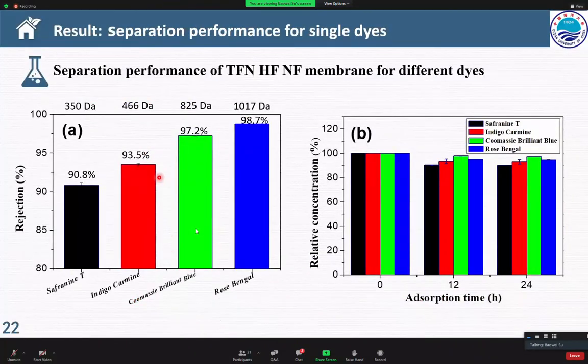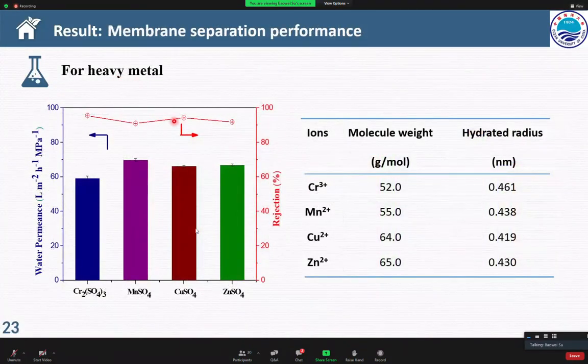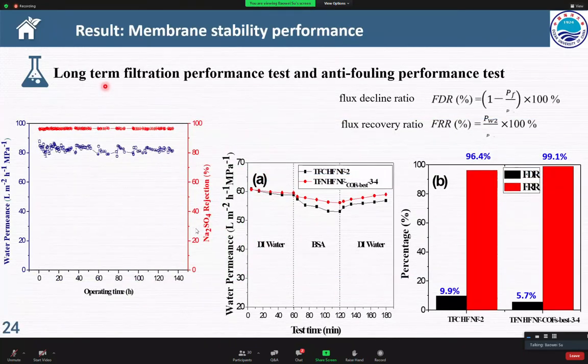We also investigated the separation performance for different dyes. You can see that for safranin T, the rejection is about 90%, which means that the molecular weight cutoff is about 315. The membrane prepared had very good rejection for heavy metals. All the metals we investigated had more than 90% rejection. And we also have tested the long-term filtration performance of the membrane.